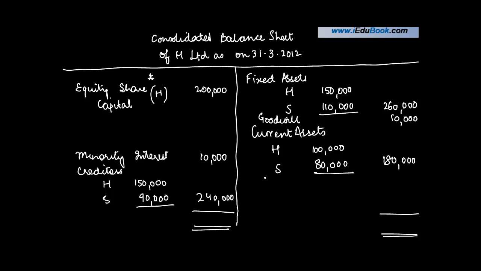We'll just do the total of this. 270 plus 180 will give you 4,50,000. Similarly, the sum total of this side is 4,50,000. So this was a very simple problem that we had taken on the consolidation of balance sheet. We are going to take up and do many more problems. The idea is to enable you to learn the concepts so that you can appear for them in your examinations.